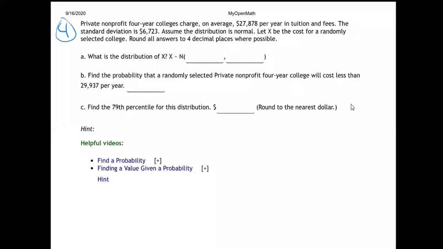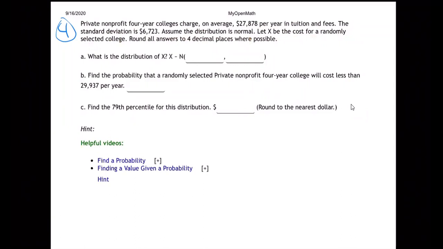Okay, private nonprofit four-year colleges charge on average $27,878 per year in tuition and fees. Woo, that's a lot of money. The standard deviation is $6,723. Assume the distribution is normal. Let X be the cost. Randomly select a college.